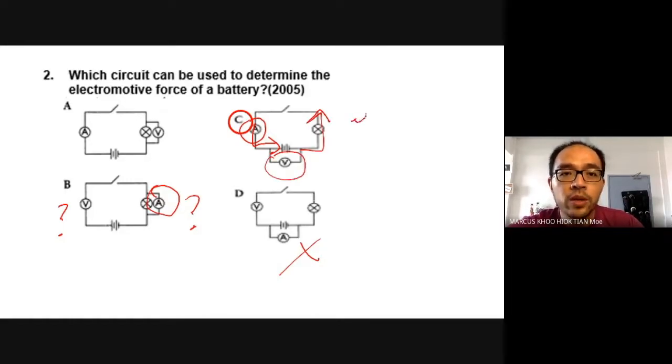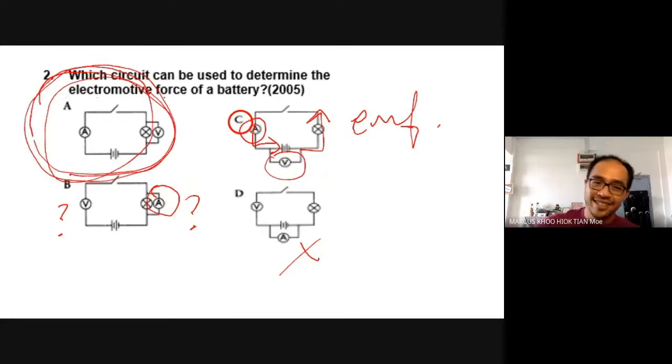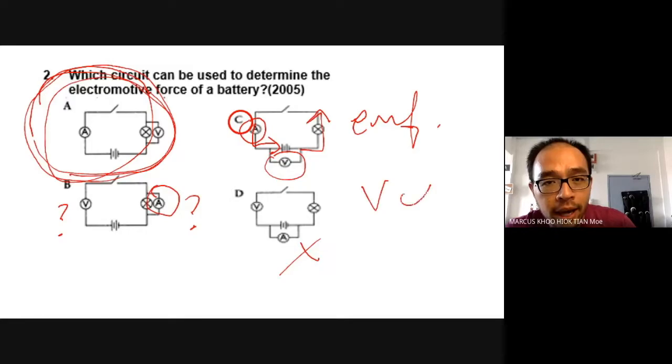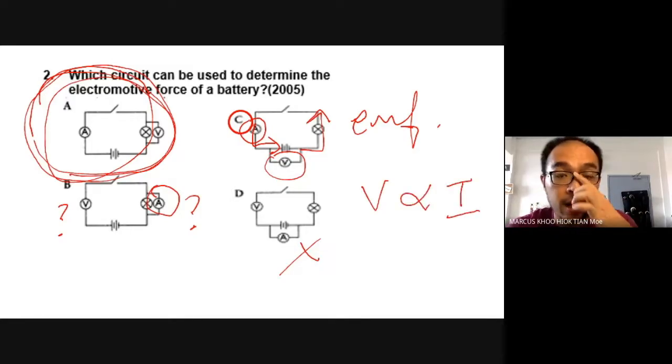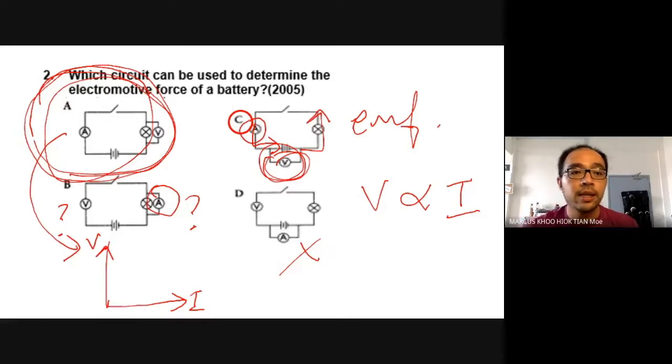So if C is what we use to determine the electromotive force, what about A? This one is used for which experiment? Who can tell me? Ohm's law. Okay, A is the arrangement for Ohm's law, where current and potential difference are directly proportional. So just by changing the placement of the voltmeter, you change the experiment. For question A, what kind of graph are we expecting? V against I. Somebody else besides Mordecai, please. Graph A, if we put the voltmeter over here, what kind of graph are we expecting?